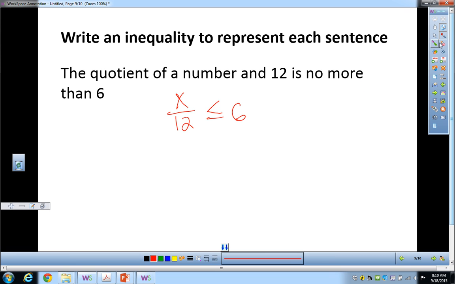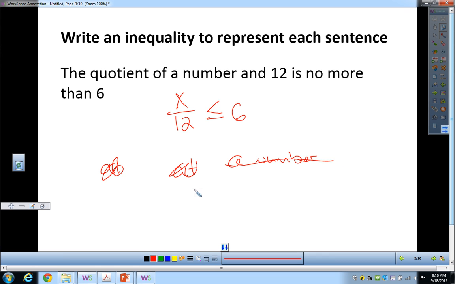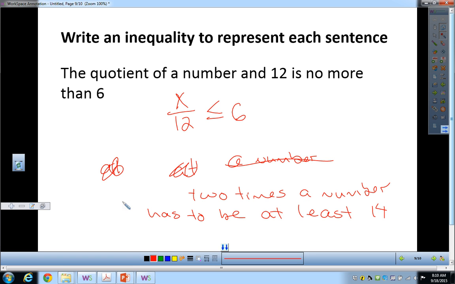Okay. What if I said, in words, you need to get at least, so a number. How about this? 2 times a number, that's too easy. 2 times a number has to be at least 14.